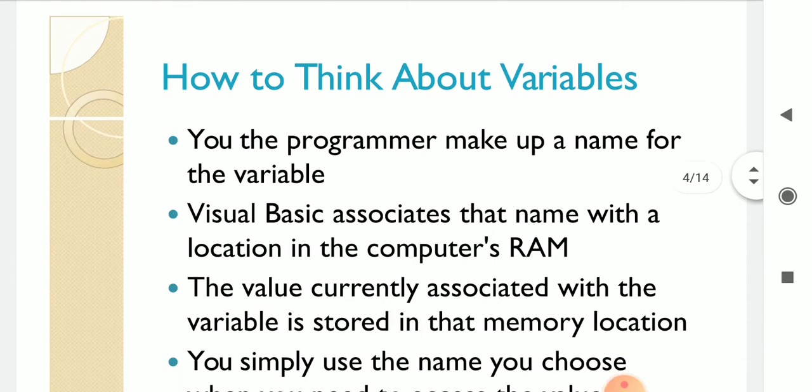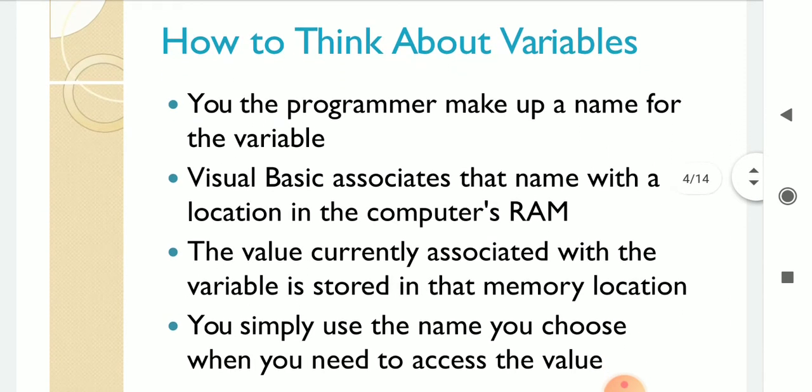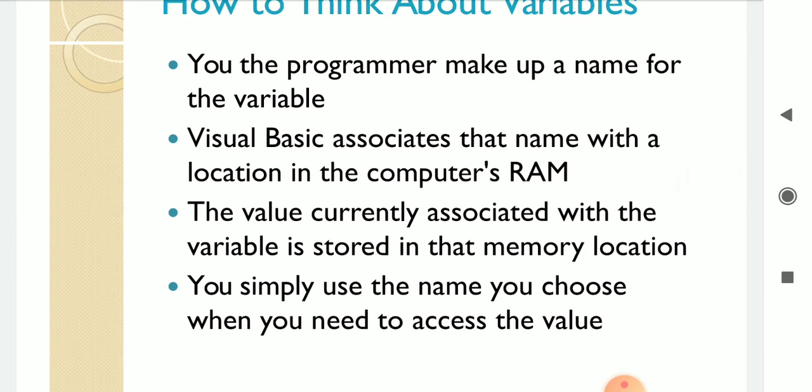Before creating a variable, we should keep in mind some points. As a programmer, you should give the name of the variable. Visual Basic associates that name with a location in the computer's random access memory. The value currently associated with the variable is stored in the memory location where you are creating it. Simply use the name you chose when you need to access the value. For example, if you are storing student roll number, student name, and student address, then through these variable names you can access the value stored in the particular variable.